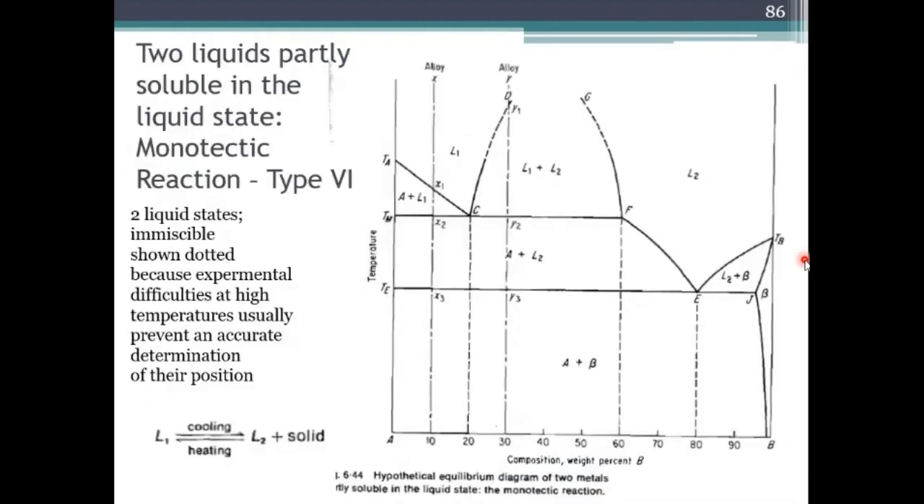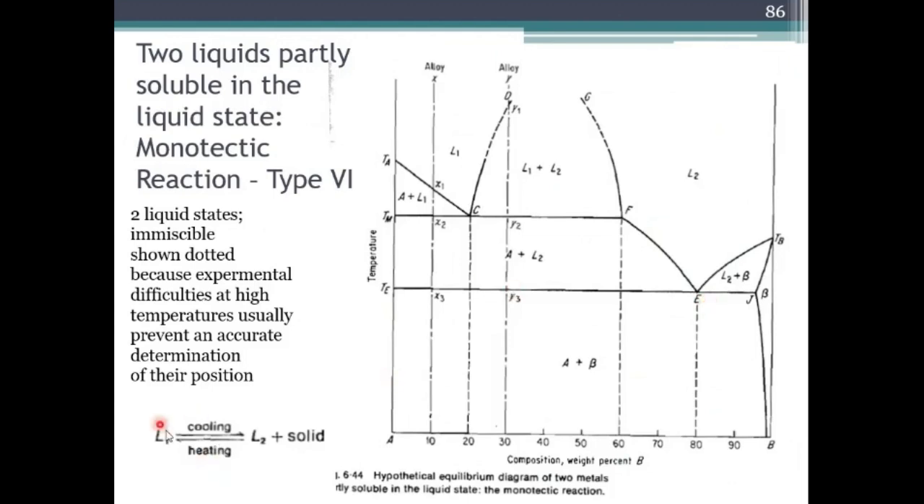This is again the same thing. And the last type is two liquids partly soluble in the liquid state, wherein we call it a monotectic reaction. Here the problem is we will be facing experimental difficulties because higher temperatures will prevent the determination of the position. The positions cannot be clearly determined because the temperature will be very high, since it is a monotectic reaction, and both the phases are soluble in the liquid state. It will be facing a variation. The temperature will be higher and the experimental difficulty also will be there.